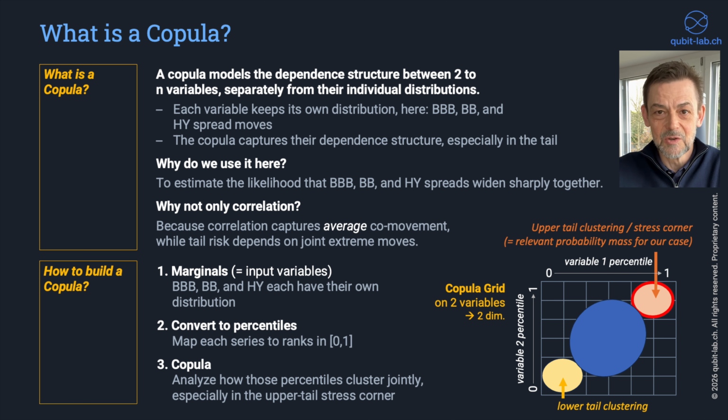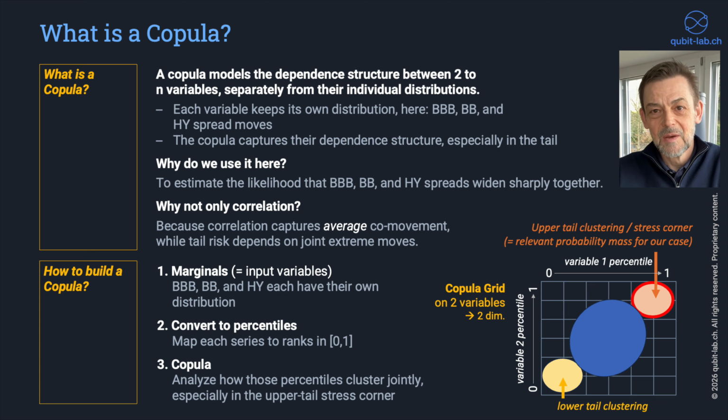A copula models dependence separately from the individual marginal distributions. In our case, BBB, BB, and high yield each keep their own spread move behavior, while the copula captures how their percentiles cluster jointly, especially in the upper tail. Why is that useful? Because correlation mainly captures average co-movement. Tail risk, however, is about joint extremes.